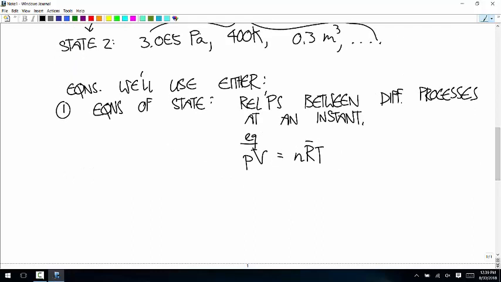So that doesn't tell you anything about what's going to happen 20 seconds from now. It just says right then, if you know the pressure and you know the volume, you can calculate the temperature, or if you know any two of those, you can calculate the other one.